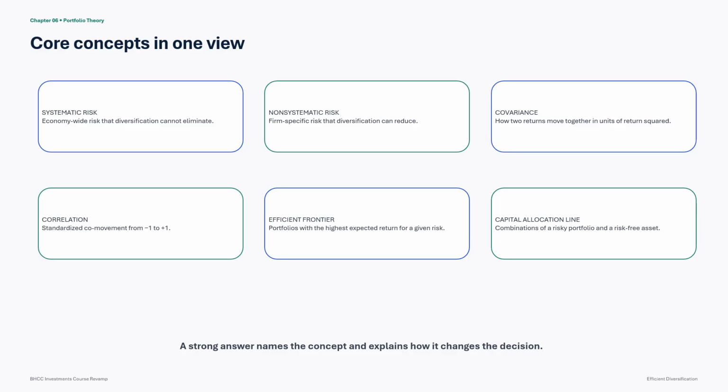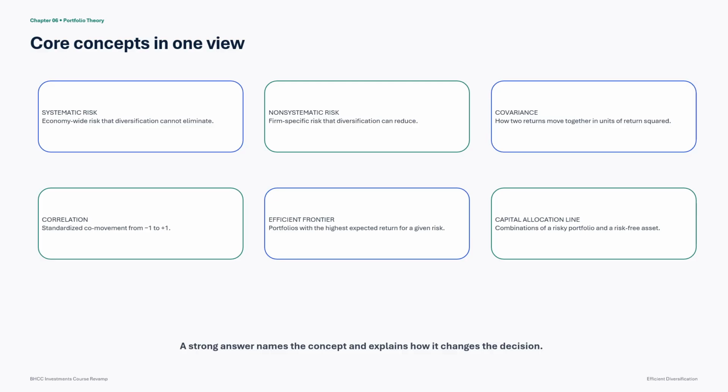Non-systematic risk is specific to a company, industry, or individual security. A failed drug trial, a factory fire, or an accounting scandal may be devastating to one stock, but largely irrelevant to the rest of a broad portfolio. And this is the risk diversification can reduce.